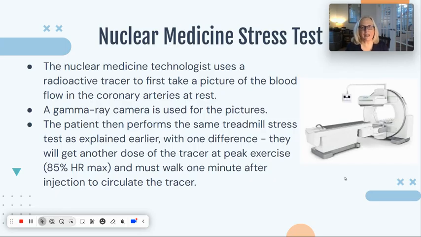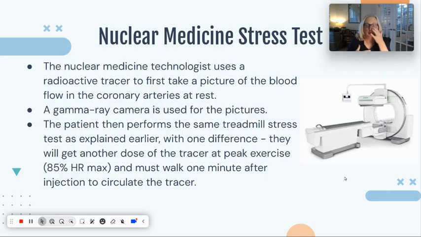So when we get to 85% of heart rate max, so we get to that target heart rate, they have to walk one more minute after that and let that injection circulate. What happens is when we exercise, those blood vessels are open wide and we inject the tracer and it starts to flow through the body. Once it flows through the body and our blood vessels are open, if there's a blockage somewhere around the heart, it's going to cling to it.